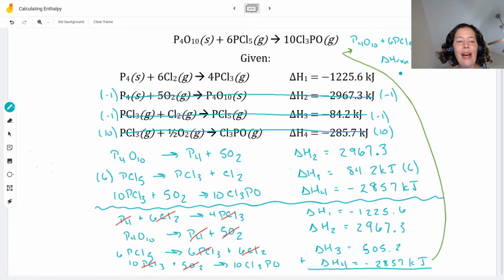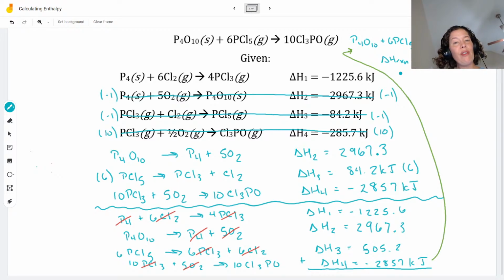Again, I'd say on a test you're less likely to find Hess's law with 4 different reactions. But if you can do a homework problem that has 4 different reactions for Hess's law, then when you hit the test and you've got one with 2 or 3 reactions, they're going to seem like a walk in the park. Okay, so that is calculating delta H using different reactions and Hess's law.